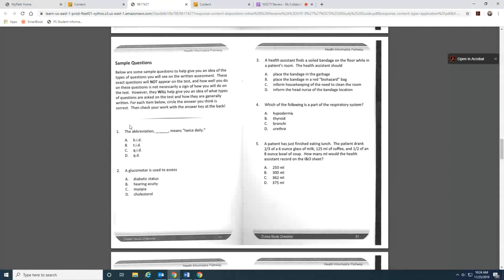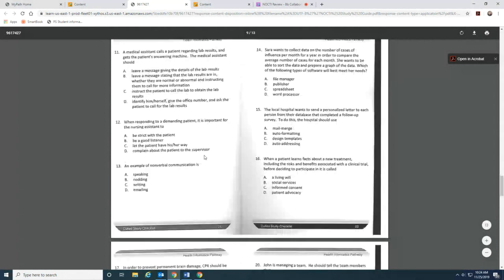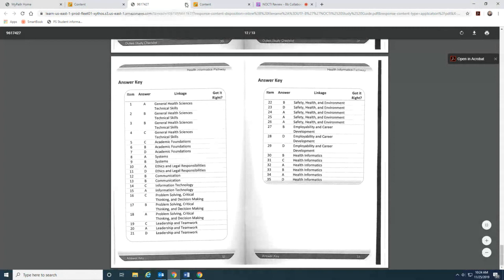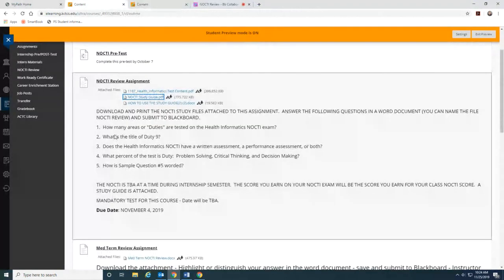Like this first question here would throw me. I would need a medical abbreviation review because it's actually letter A, BID, that means twice daily. So that's kind of obscure, but this is why we have study guides and practice, so that's okay. And then the answers on this are provided as well. So you've already looked at that.